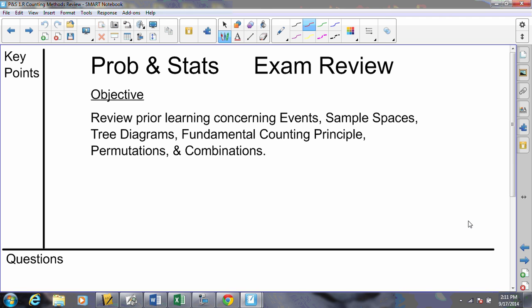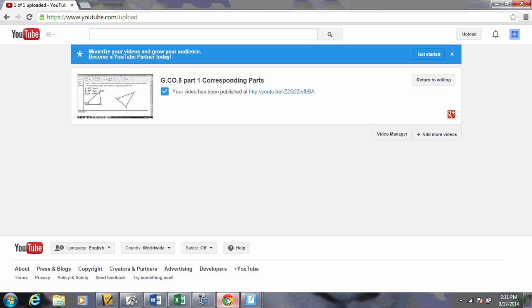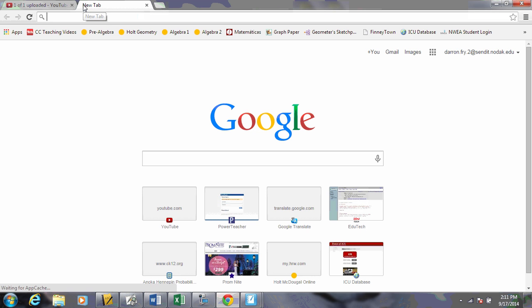If you don't recognize that it is a permutation problem, it won't matter that you know how to use the permutation formula. Likewise, if you don't recognize that we have a fundamental counting principle problem, it won't matter if you know how to do it if you can't recognize it.